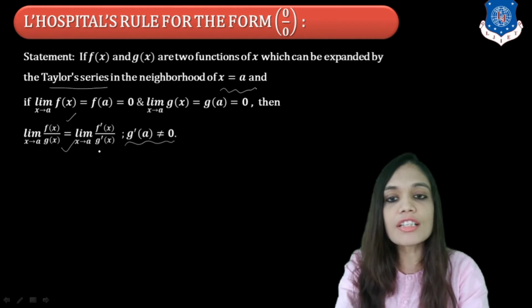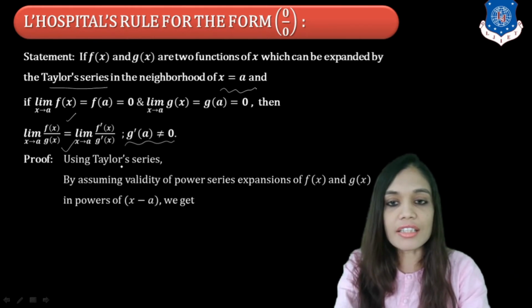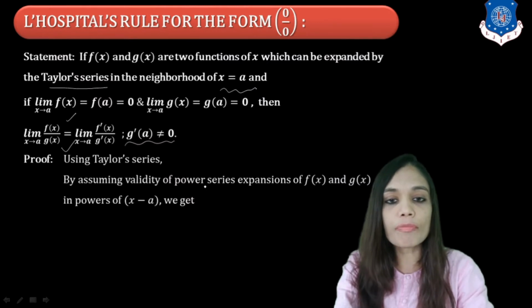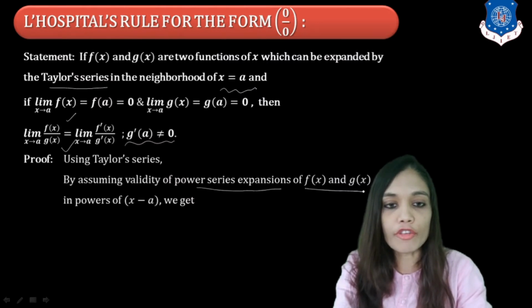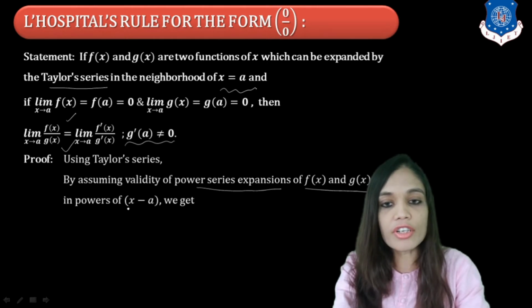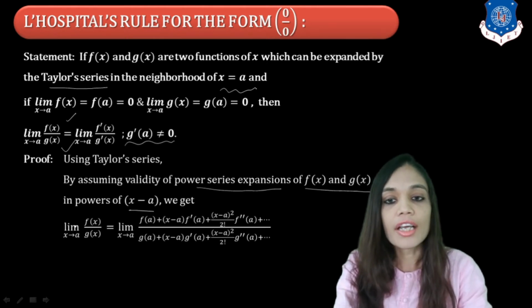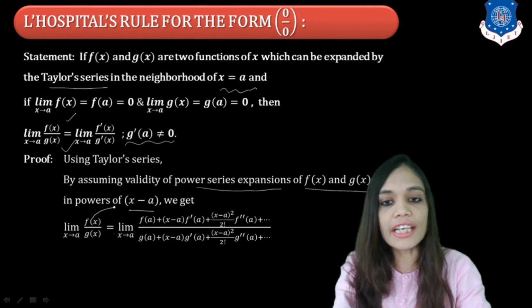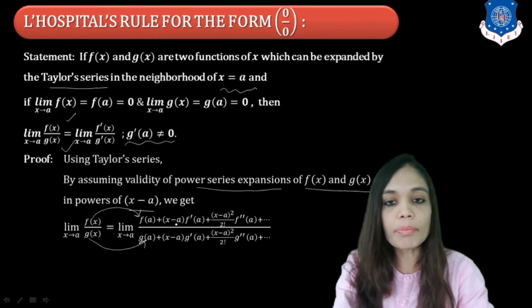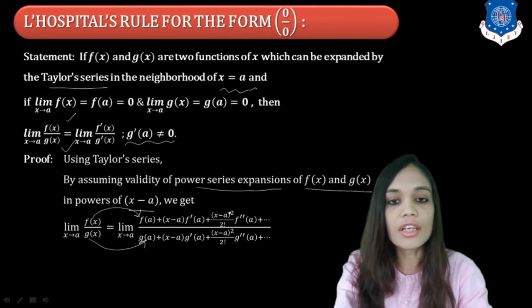So let us begin with its proof. Using Taylor series and by assuming validity of power series expansions of f of x and g of x in powers of x minus a, we will get limit x tends to a f of x upon g of x will be equal to... Now we will put the Taylor series expansion of f of x and then g of x. So Taylor series expansion is given by f of a plus x minus a into f dash of a plus x minus a whole square upon 2 factorial f double dash of a plus and so on.